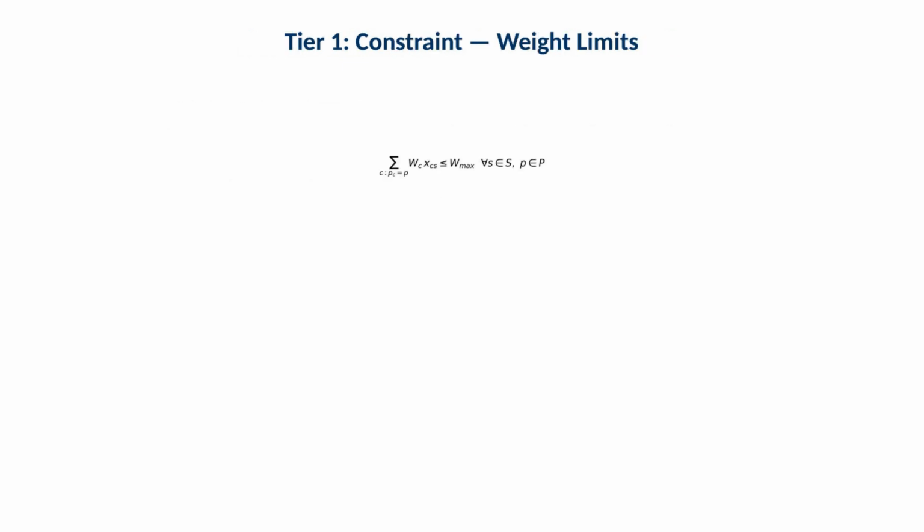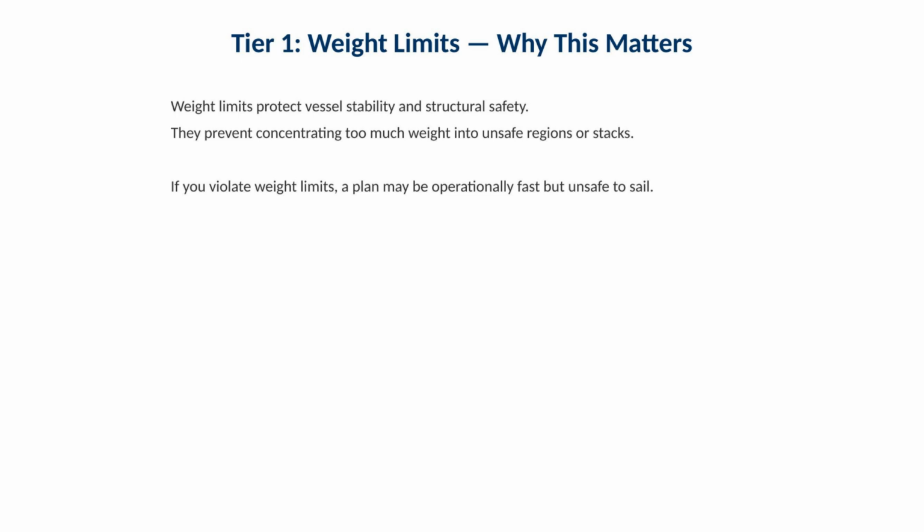This slide introduces weight limits that restrict unsafe loading patterns. In practice, weight limits protect vessel stability and structural safety, and they prevent concentrating heavy loads in risky regions. Weight limits protect stability and structural margins. If you violate them, a plan may be operationally fast but unsafe to sail. So even if an assignment improves accessibility, it must remain within safety limits.